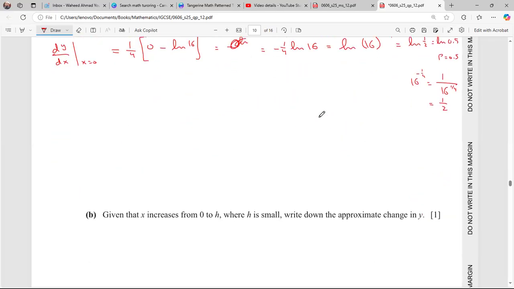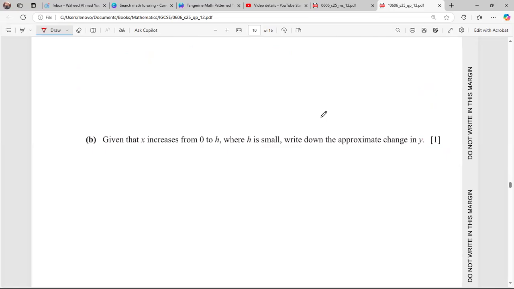Okay, so the last part is very easy. Given that x increases from 0 to h, write down the approximate change in y. We have done this type of thing before. So the approximate change in y is dy by dx at whatever value we want to evaluate, into delta x. So dy by dx is log of 0.5 and delta x is h, right? So my answer is h times log of 1 by 2. I hope this solving is easy and we are solving everything here.